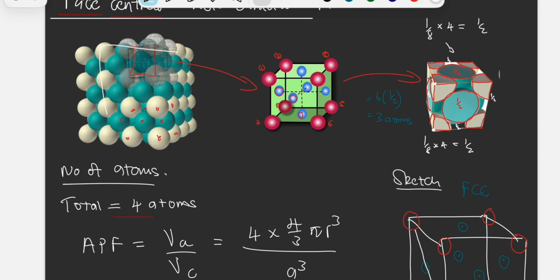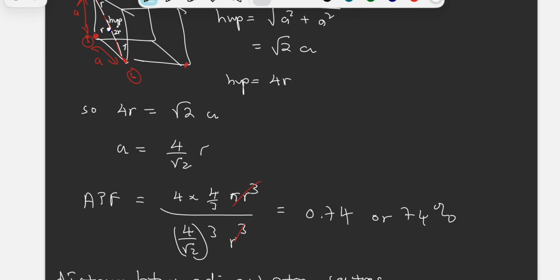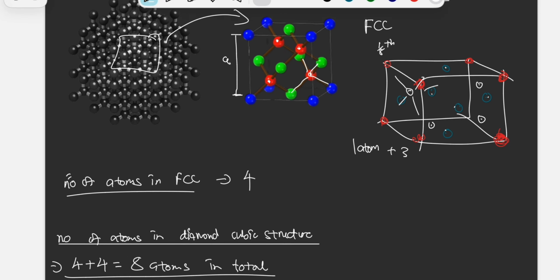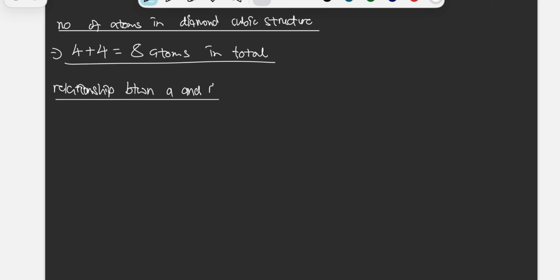Now imagine you take this structure and you plug inside 4 other atoms. It's going to make it a little bit more complicated. It's going to be harder for you to see what this structure is going to be about. Luckily for you, you don't need to do a lot of math. Actually, you don't need to do any math to find the relationship between a and r.